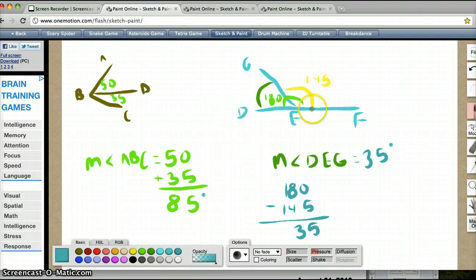Let's go over here. Okay, we've got our straight line, and our straight line is D, E, and F. The picture tells us that the entire angle, because it's a straight line, is 180 degrees. Now angle DEF is 145 degrees, and it wants us to find the measure of angle DEG. So if we know the straight line is 180 degrees, and this measures 145 degrees, we're just going to take 180 and subtract 145, and we get 35 degrees. So we can now say that angle DEG is 35 degrees.